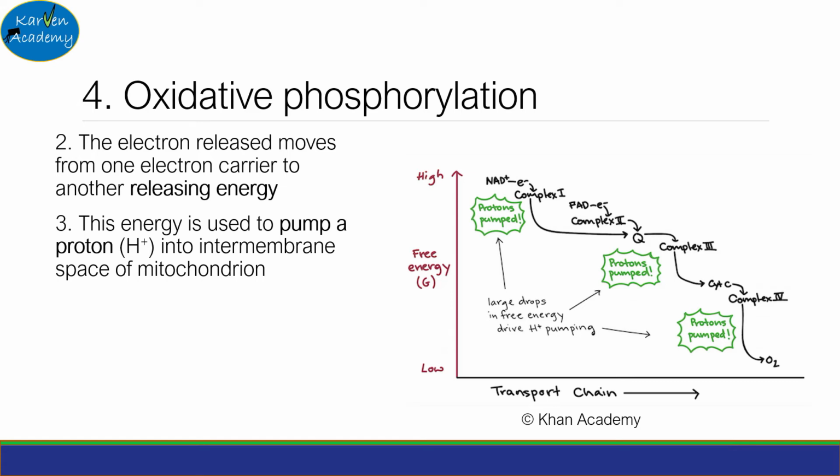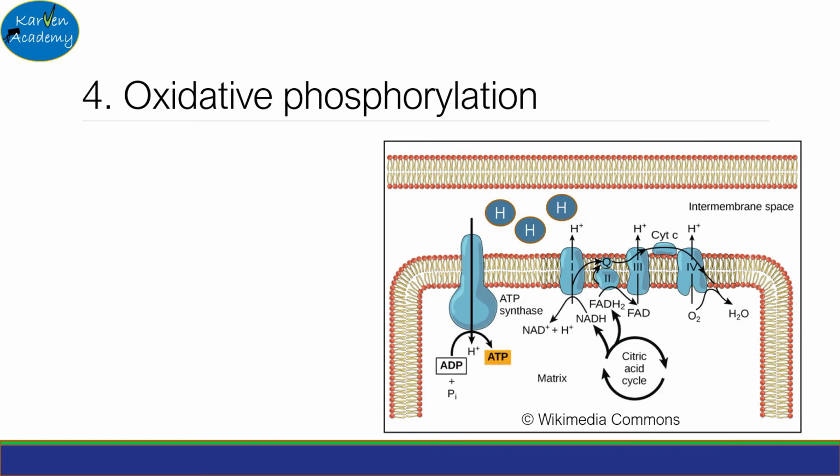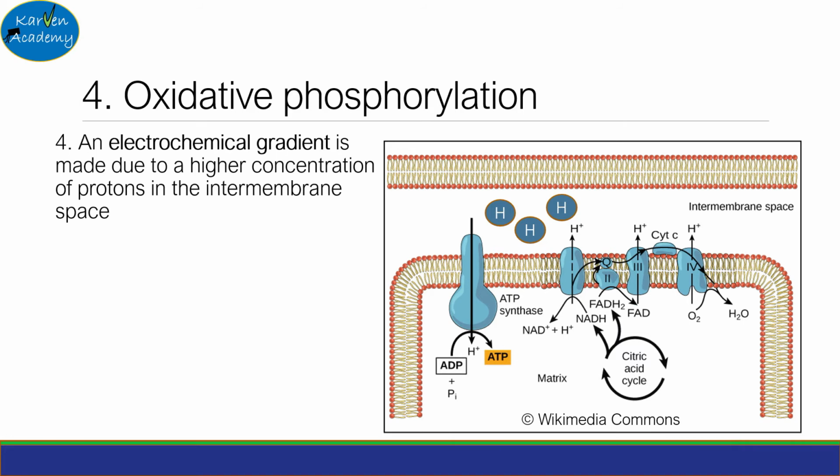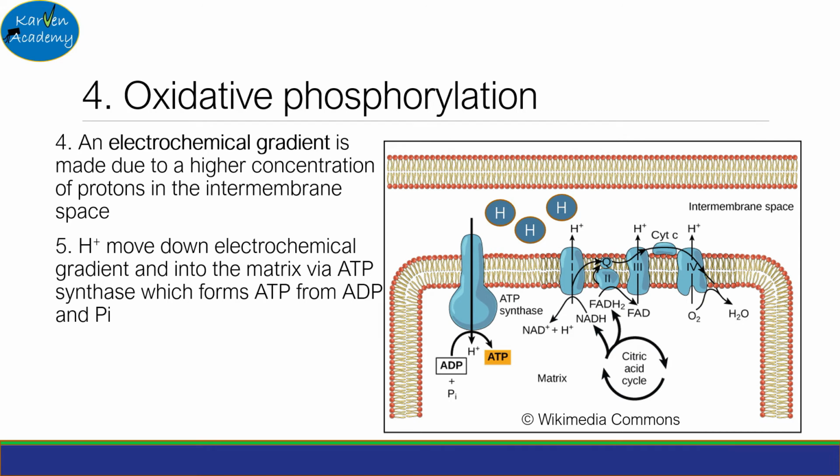Okay, next. The protons that have moved into the intermembrane space create an electrochemical gradient, as there's a difference in proton concentration between this space and the matrix. Note that in A-level we use the term electrochemical when we refer to ions. Next, the protons move down this electrochemical gradient via a transmembrane enzyme called ATP synthase. This enzyme catalyzes the formation of ATP from ADP and inorganic phosphate.